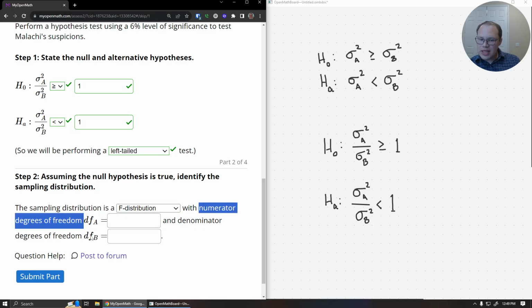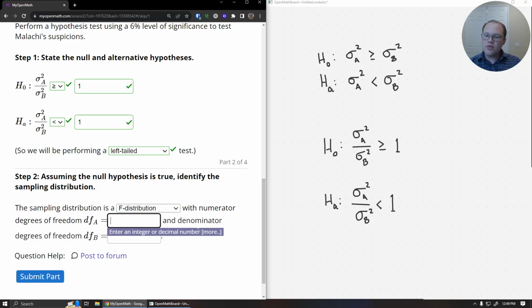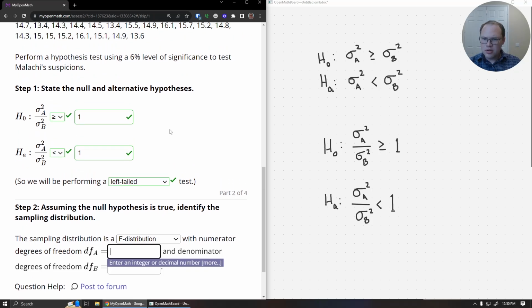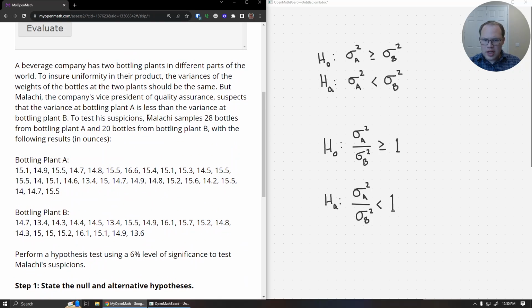The features of the F distribution are determined by the numerator degrees of freedom, which we're notating as df sub A, and the denominator degrees of freedom, which we're notating as df sub B. The numerator degrees of freedom is just the degrees of freedom corresponding to our first sample. Our first sample has 28 bottles from bottling plant A.